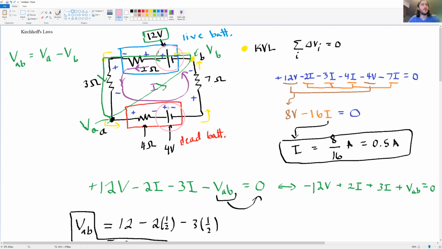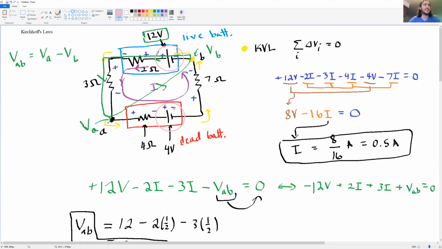If you look at the EMF source at the bottom of the circuit, the current is flowing from left to right. In other words, it's flowing against the potential that the EMF source at the bottom has. So it's flowing from high to low. That's against what the battery wants. Normally a battery wants to supply the current from low to high. And so the EMF source at the bottom part of the circuit is actually dissipating power. In other words, it's absorbing power that's being supplied to it from the live battery.